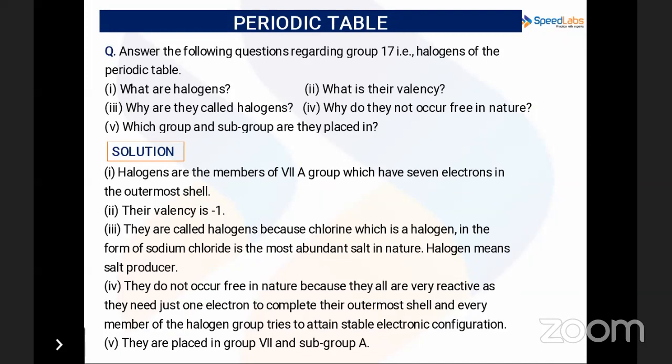And one of the important concepts for the halogens is they react with metals to form compounds called salts. So that is also very important. Any halogen, when it reacts with metals, forms compounds which are salts. Okay, so we are moving toward the next question.